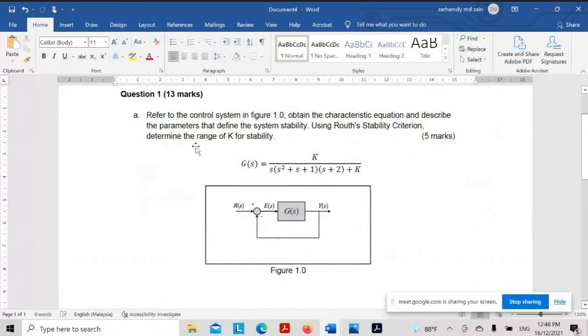What we can see here is they give us the G. Still the same, what do they need? They want us to find the range of K for stability. What we did just now. From here you come up with the characteristic equation, and from the characteristic equation you come up with the range of K. Can you make it?